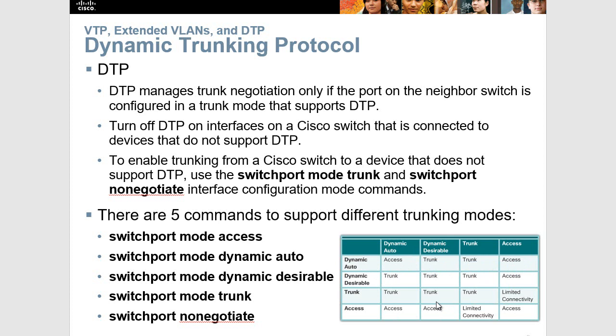All right. Switchport nonegotiate would be if you're trying to form a trunk with a non-Cisco device. You could go switchport mode trunk, switchport nonegotiate. That would prevent dynamic trunking protocol frames from being sent. That way, you can form a trunk with a device that is not a Cisco device. All right. Again, this is a review. Just look at the table.